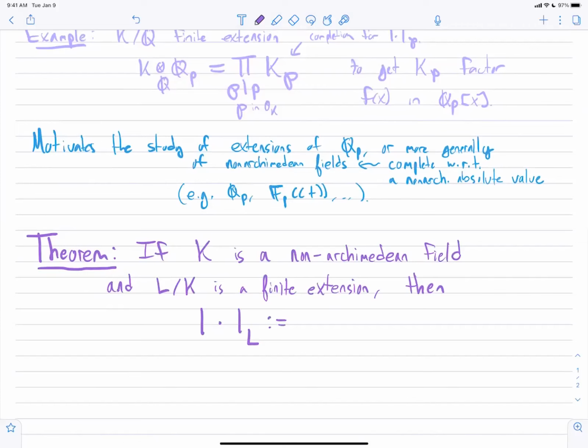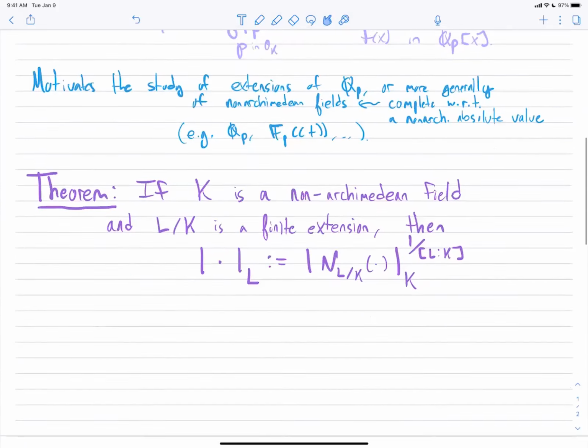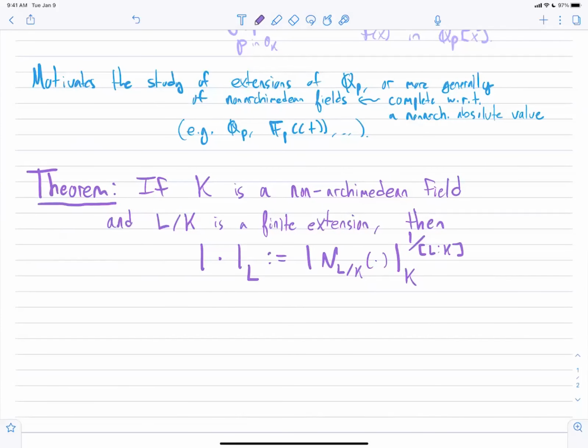using the formula. Just take the norm from L down to K. I take the absolute value. So now that gives me some element of K. So I take the absolute value on K. And then I take a root. So I take the degree of the extension as a root. So first thing is that this is an absolute value.